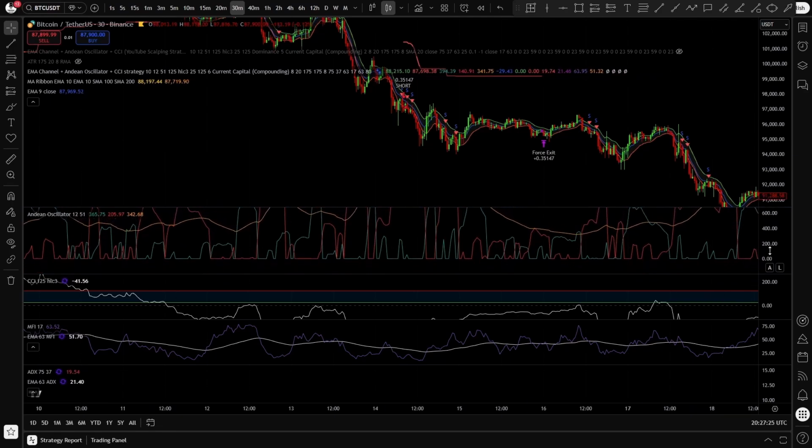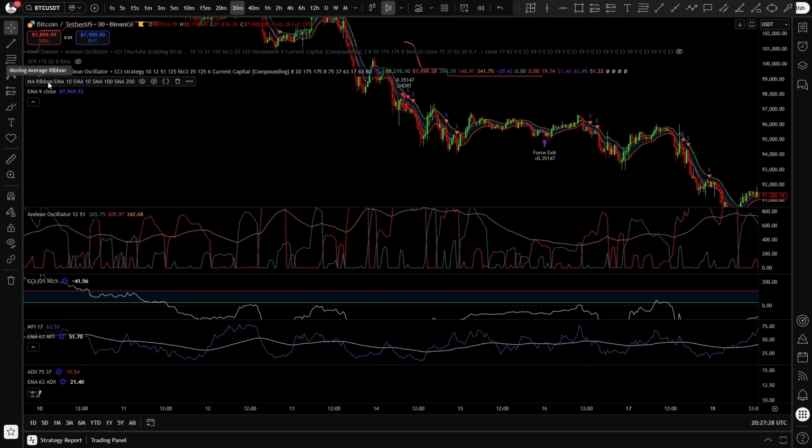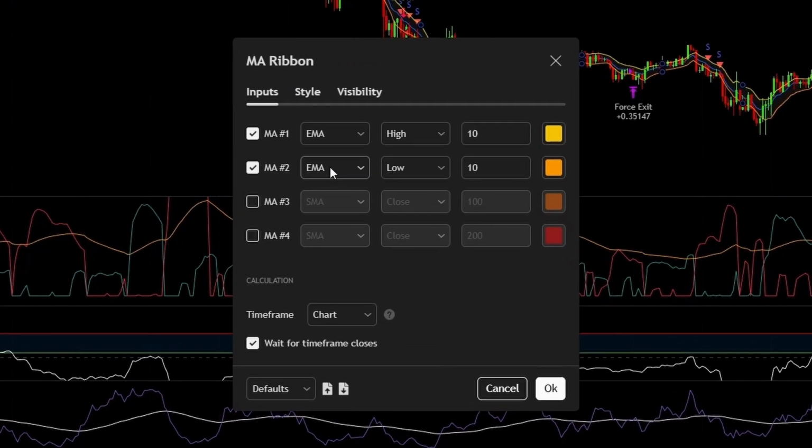But first, we need to change a few settings. So first of all, open up the MA ribbon. We are using the MA ribbon to get 2 EMAs within one indicator. This will give us the EMA channel. For that, set the MA type to EMA, set the first MA type to use a high source, and the second to use a low source.